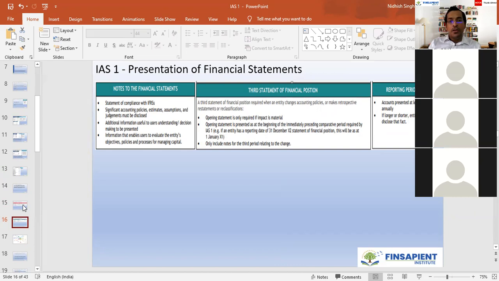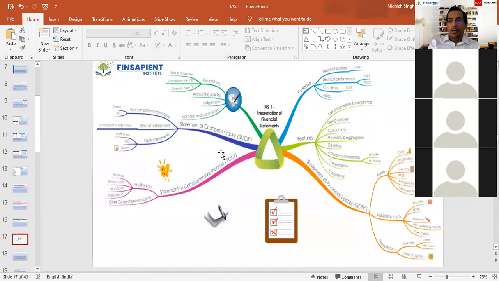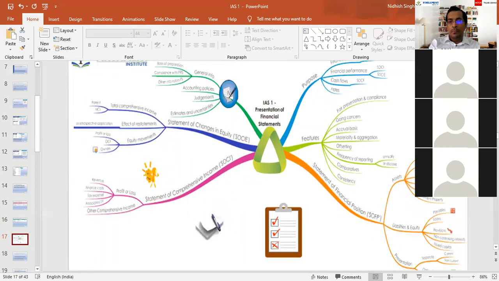Next, third statement of financial position. This is talking about the reconciliation of the comparative period and reporting period, which is important. Whenever it is longer or shorter than 1 year, we need to report that as the reporting period. Here we go. I was talking about the memory map. This is for you to look into in spare time and use to the best. Are you able to see? Yep.